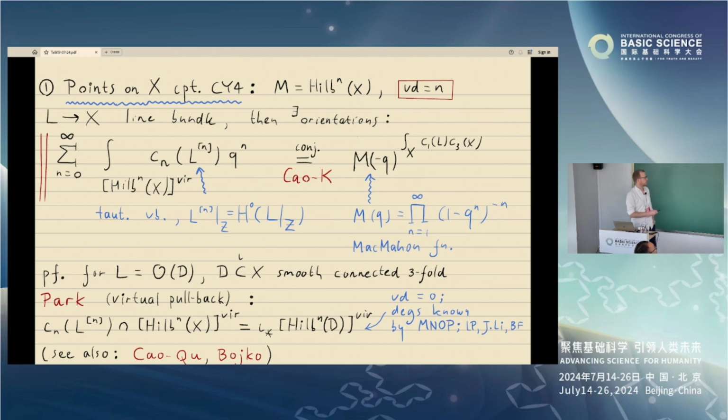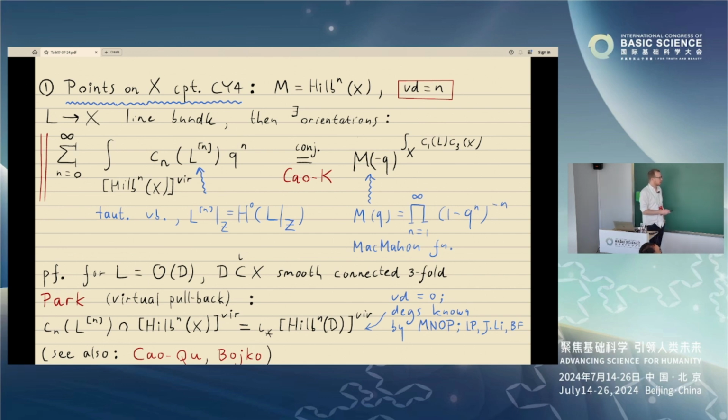A holomorphic line bundle L on X. Then on the Hilbert scheme, we can create the following tautological vector bundle L^[n], whose fiber over a cluster of points Z is just the global sections of L restricted to Z. This is a rank n vector bundle, so we can take its Euler class and integrate it over the virtual class and put them into a generating series with formal parameter q.